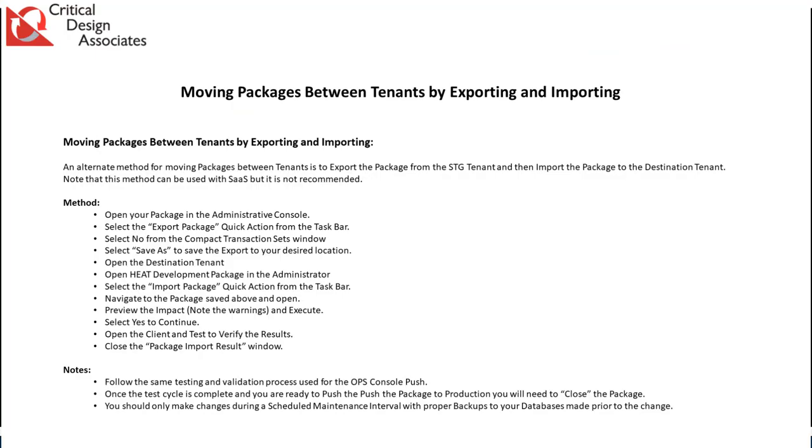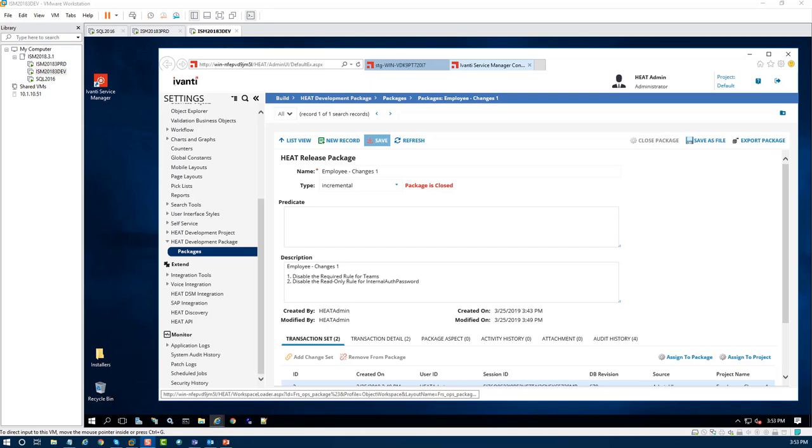We do have another method that we can move packages between tenants by exporting and importing. This is not really the best method to use with SaaS because it's a little bit less controlled, but it's good to have so that you can quickly move things yourself if you want to between production and staging. This is a very simple process. We're simply going to export our package.